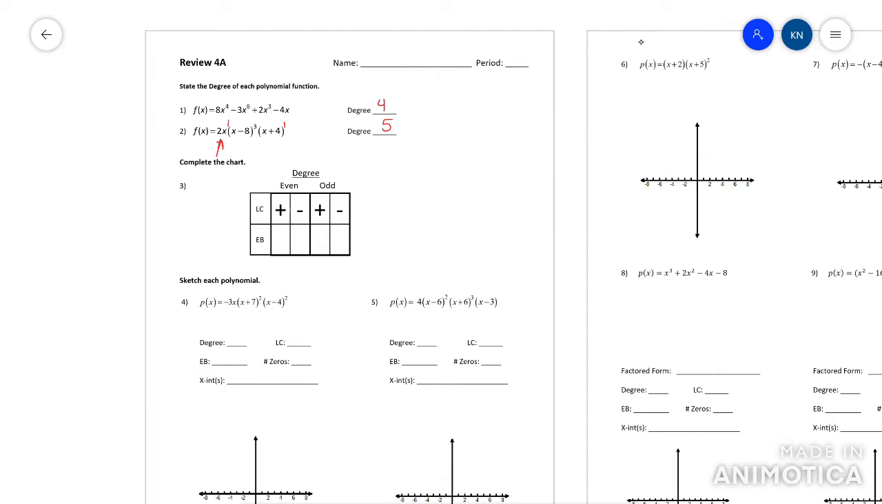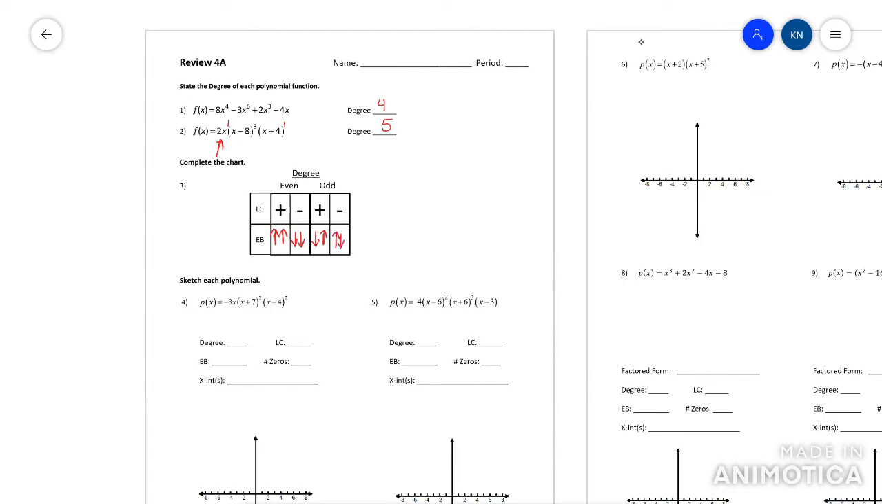All right. Now this chart, LC stands for lead coefficient, like this 2, for example, would be the lead coefficient. EB stands for end behavior, like your arrows. So when it's a positive even, it's up, up. When it's negative even, it's down, down. When it's positive odd, it's down, up. And when it's negative odd, it's up, down.